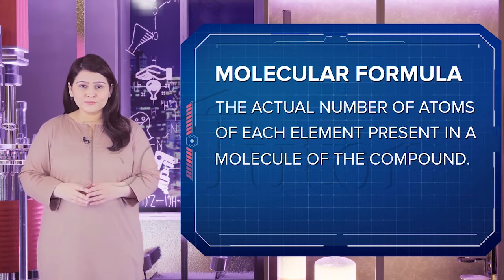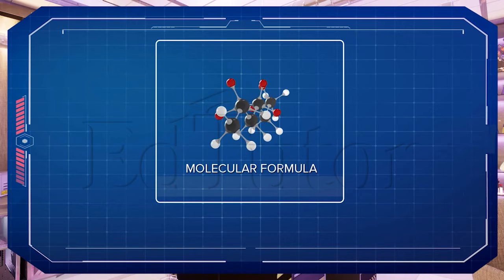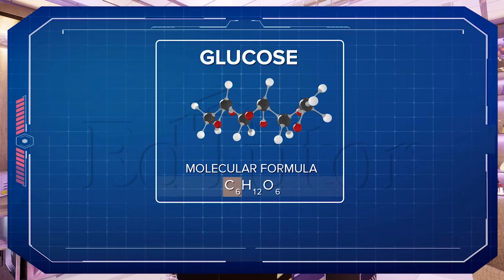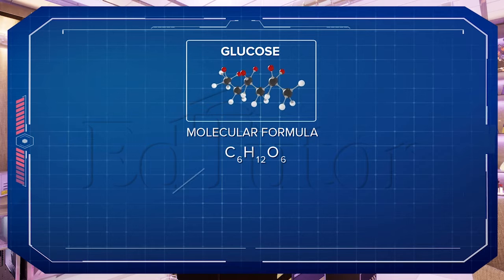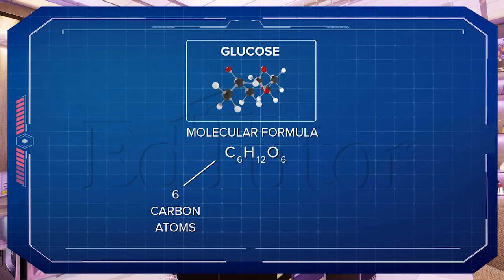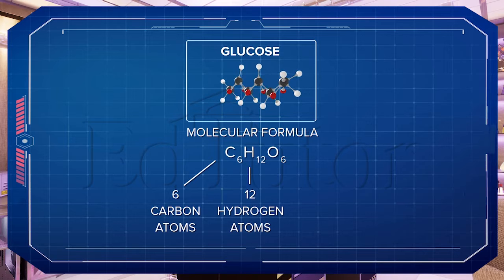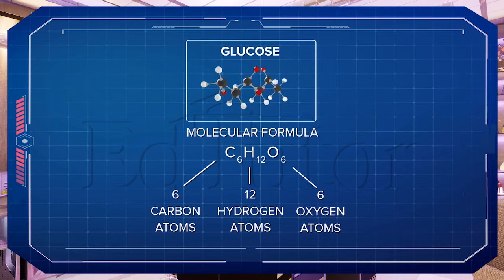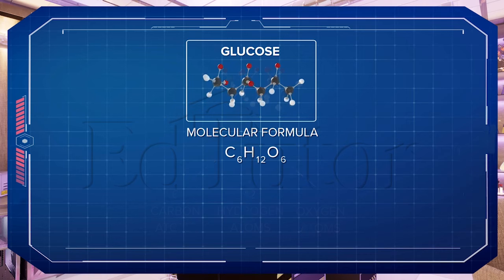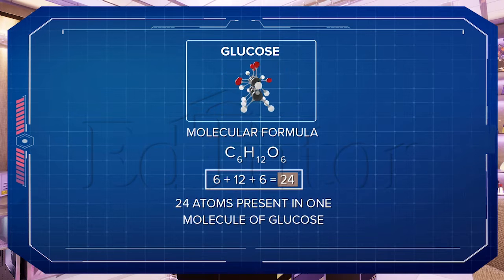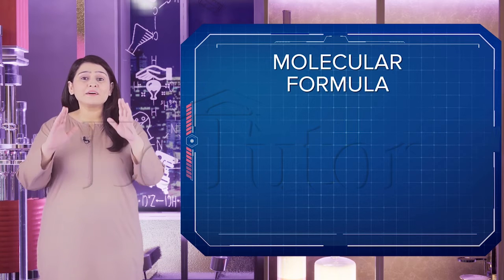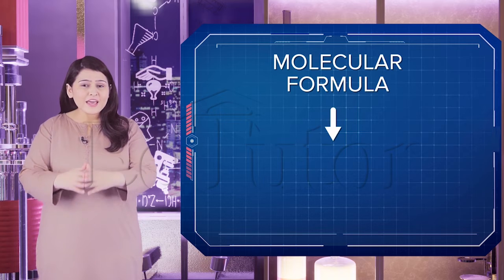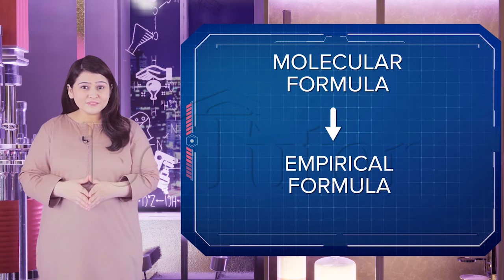A molecular formula is defined as a formula which tells us the actual number of atoms of each element present in a molecule. For example, the molecular formula of glucose is C6H12O6. So, you can easily see that there are 6 carbon atoms, 12 hydrogen atoms and 6 oxygen atoms, right? And in total, there are 24 atoms present in one molecule of glucose.